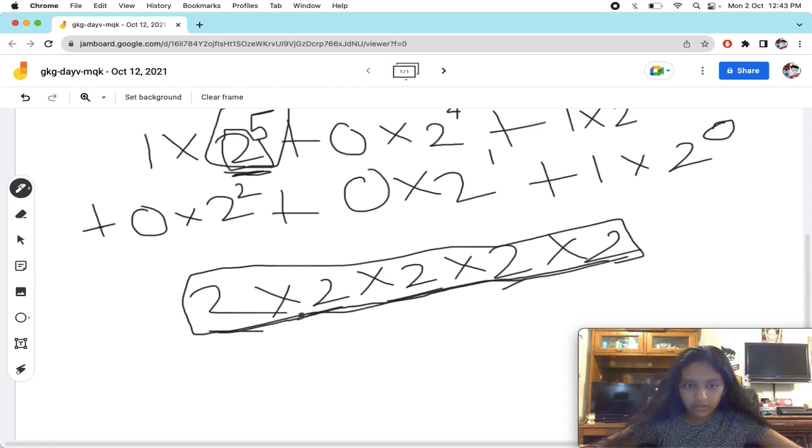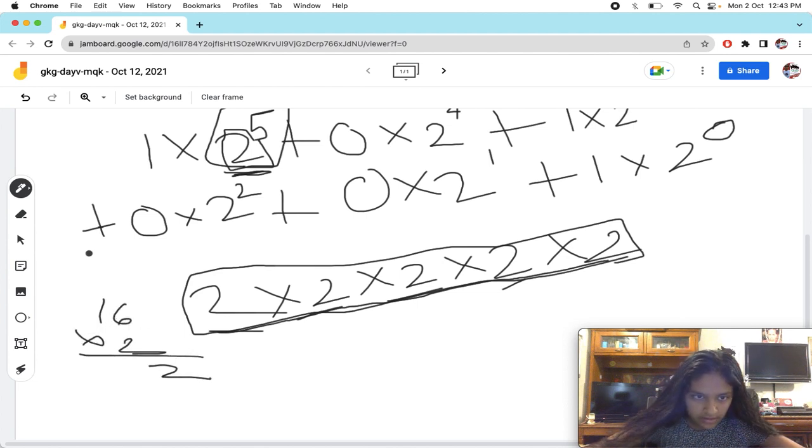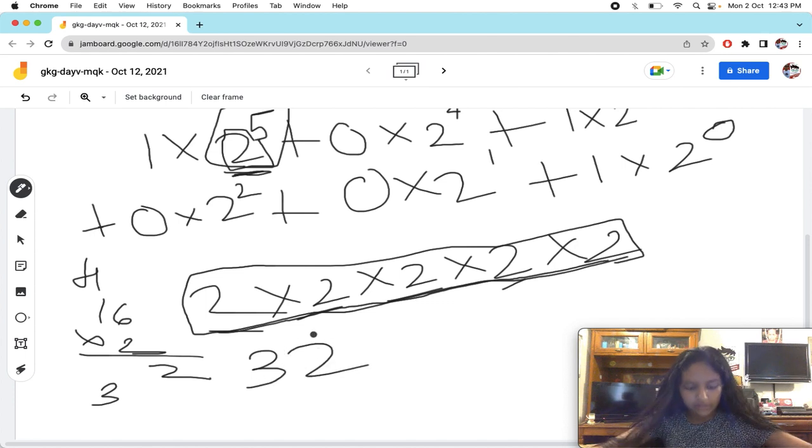So let's calculate. What do we get? 2 into 2 is 4, into 2 is 8, into 2 is 16, into 2. Let's do 16 into 2. 6 twos are 12, and 2 into 1 is 2, plus 1 is 3. So here we get 32. So this is how it is done.